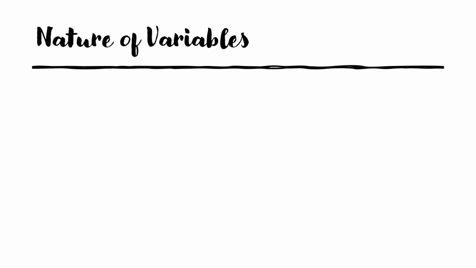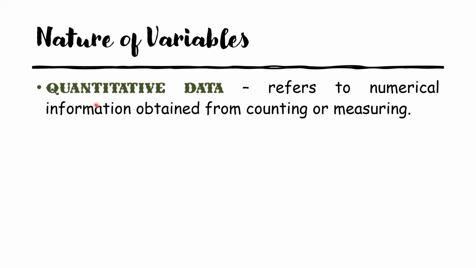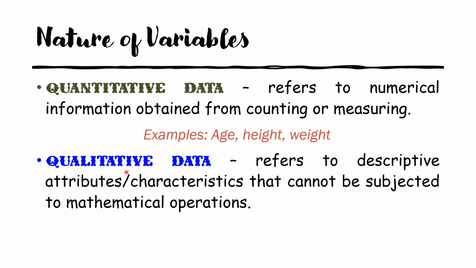Next, we have the nature of variables. First, we have here quantitative data. So data are variables. They are just the same. So it refers to numerical information obtained from counting or measuring. Okay, so it just talks about numbers. Numbers, so that is quantitative data. Here are some of its examples. We have here age, height, and weight. All of these three examples deal with numbers. So these are quantitative data. Quantity, numbers.